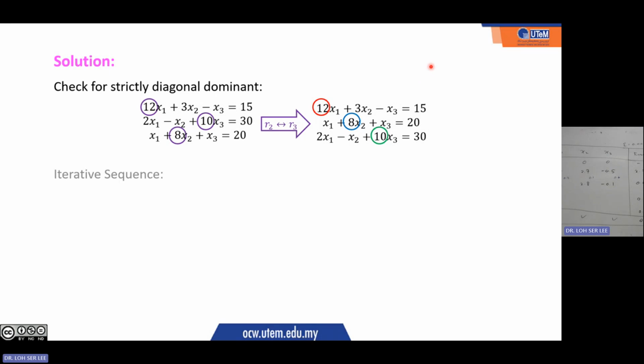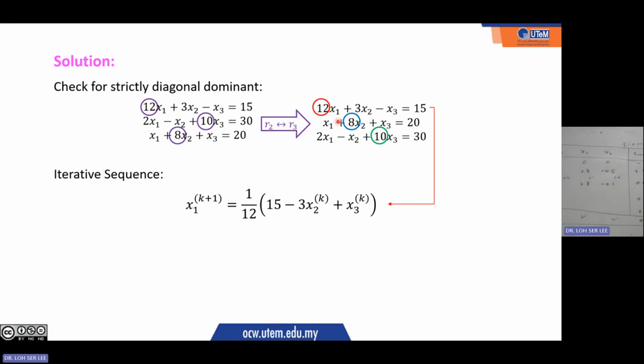Then we can form the iterative sequence. From the first row, we want x1 to stay on the left. So this first row will give you this. 15, this one moves to the right, this one moves to the right: 15 minus 3x2 plus x3. But you don't have to write the k and k plus 1. I don't want to confuse you with this. As long as you know where to get the values of x1, x2, x3, that is fine.